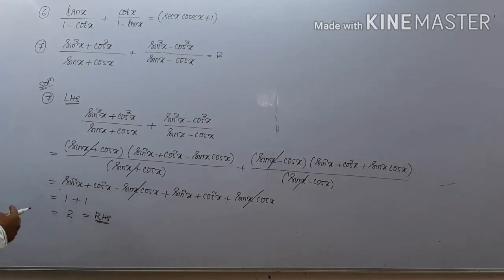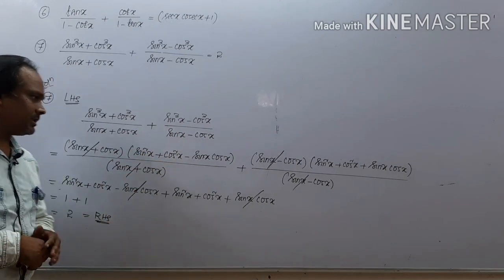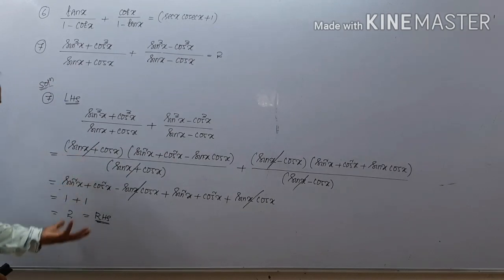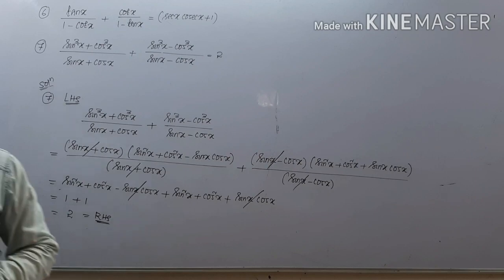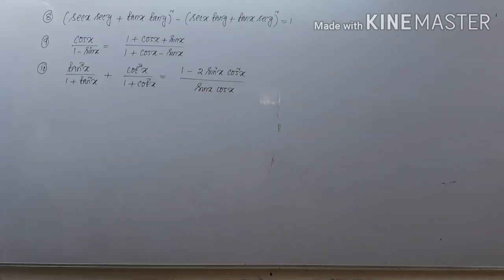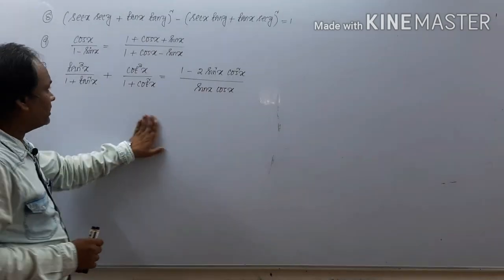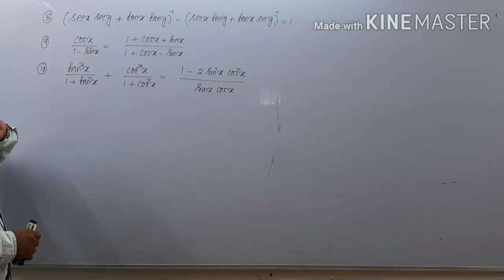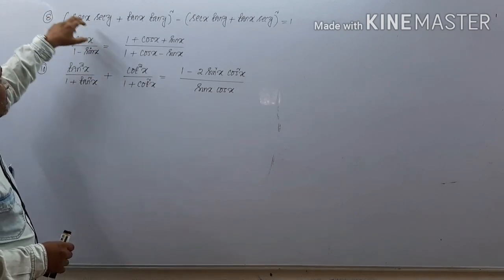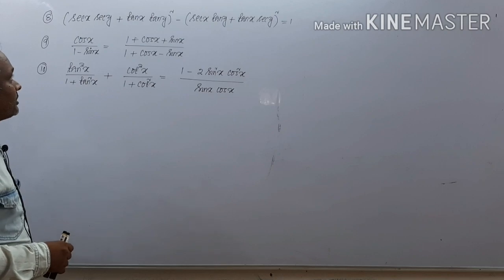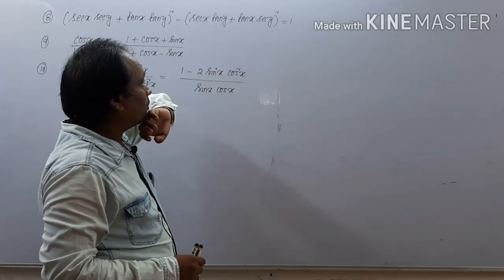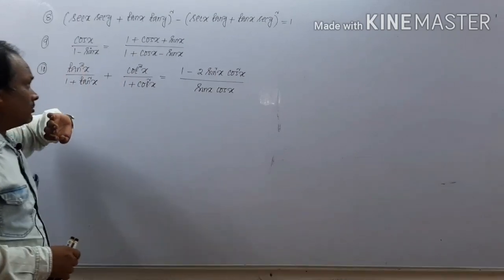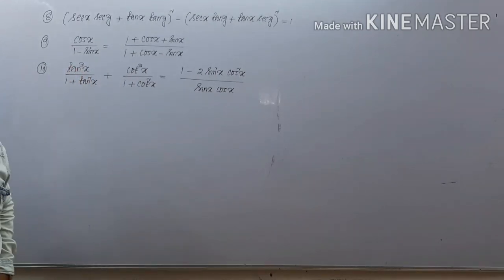So just apply the formula a cube plus b cube as well as a cube minus b cube. So clearly we will get the result, that is 2. This is all about question number 6 and 7. Next we will go for these 3 questions. In the first question, question number 8, (sec x sec y plus tan x tan y) whole square minus (sec x tan y plus tan x sec y) whole square is equal to 1. So we have to take LHS and we have to show that this is equal to 1.